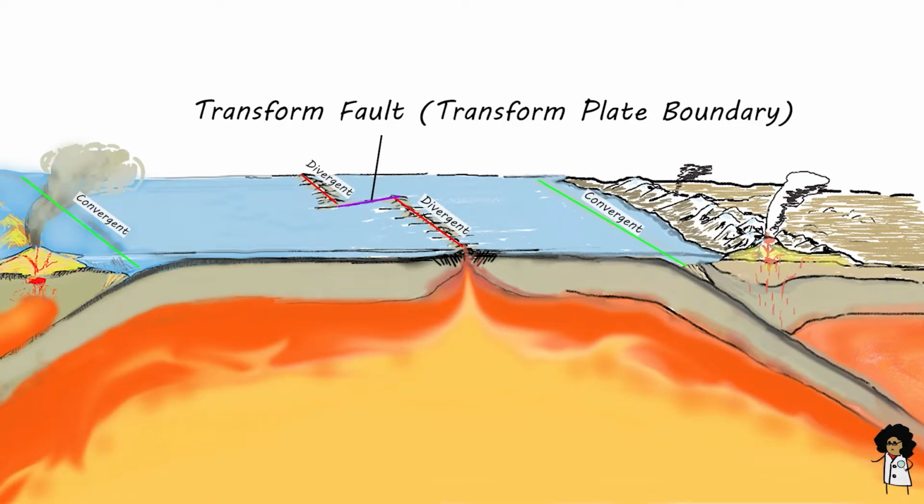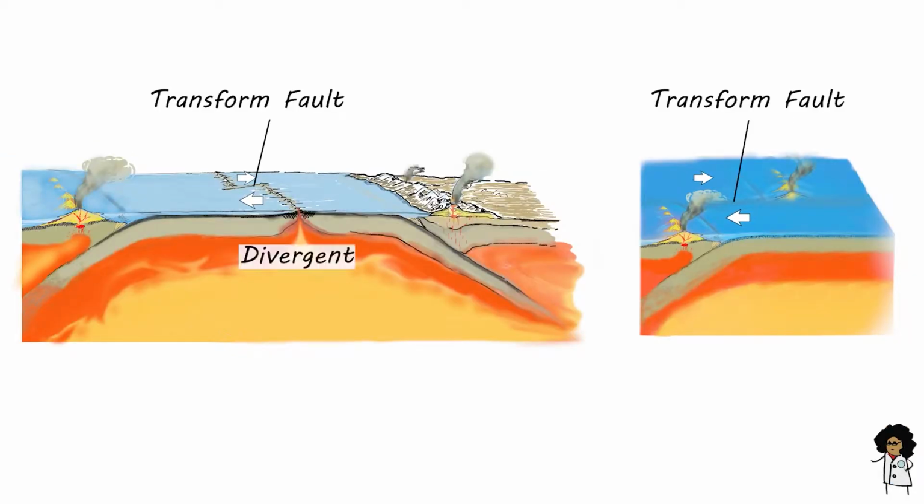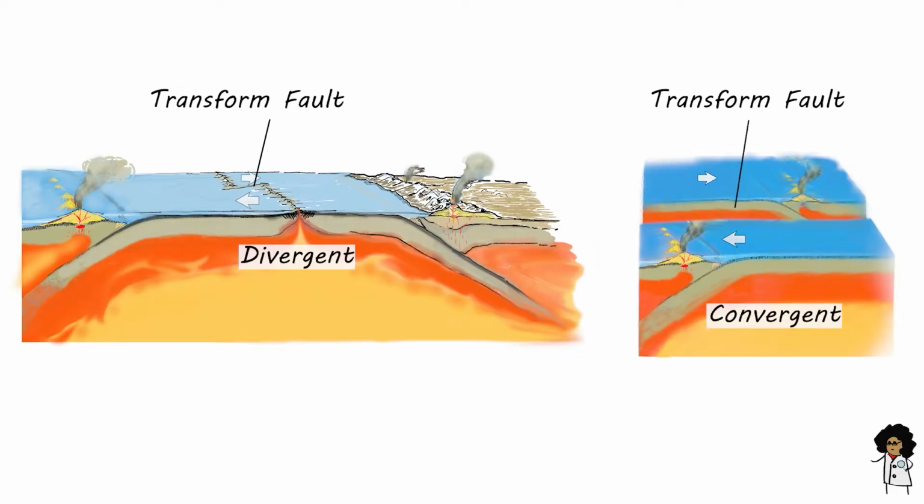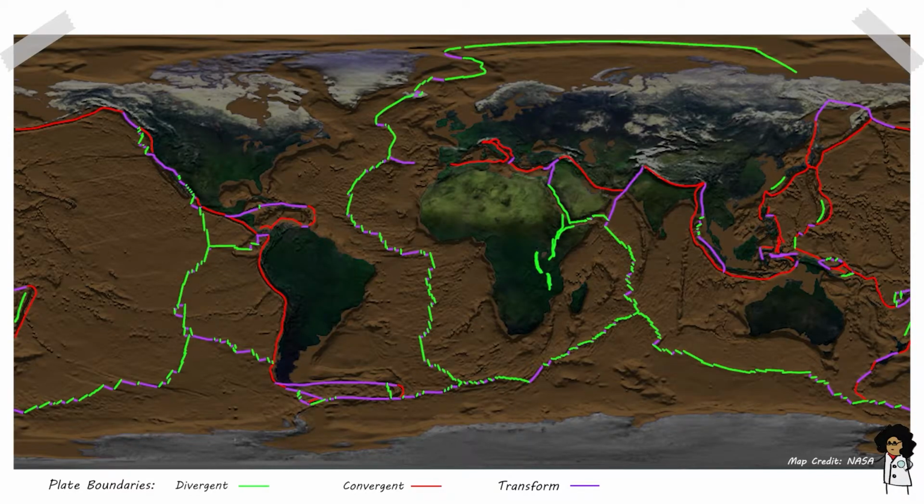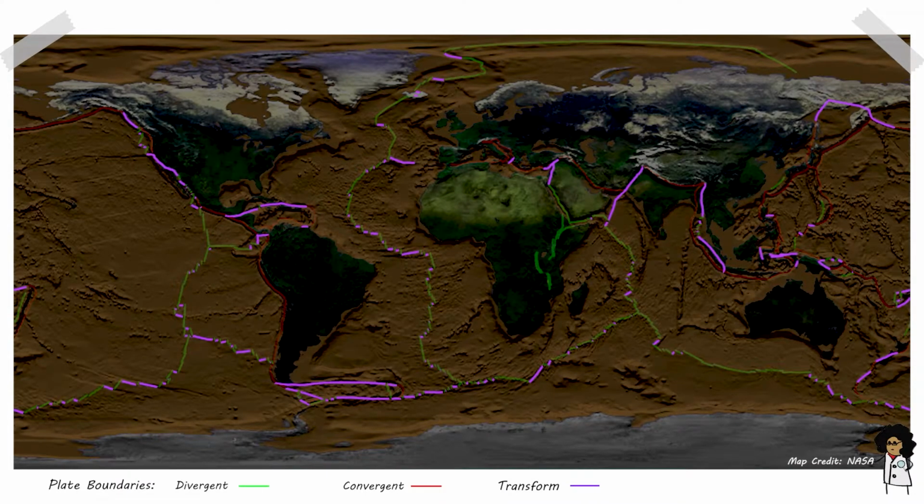Transform plate boundaries don't create or destroy lithosphere. Instead, transform faults allow oceanic plates to slide past each other. Transform faults can connect with either divergent or convergent plate boundaries. There are many transform plate boundaries all around the world, both on land and in the oceans, just as there are for other types of plate boundaries. Transform plate boundaries can therefore be subdivided into two groups, oceanic and continental transform plate boundaries.